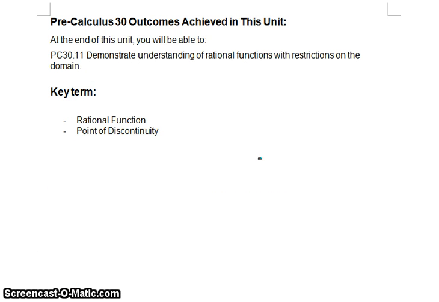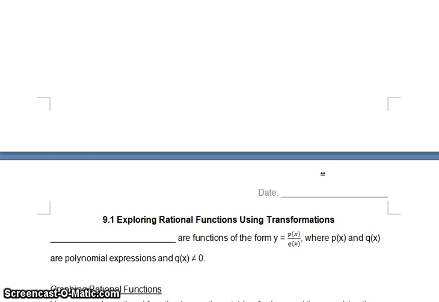So looking at our pre-calculus 30 outcome, here we're looking at 30.11, and this one you might recognize, we also did this one in chapter 2, but that one was talking about radical functions. So we're going to be looking at the second part of 30.11, where we're just dealing with rational functions, okay? And some key terms that we're going to find throughout this unit are what a rational function is and what a point of discontinuity is, okay? So let's jump right into it.